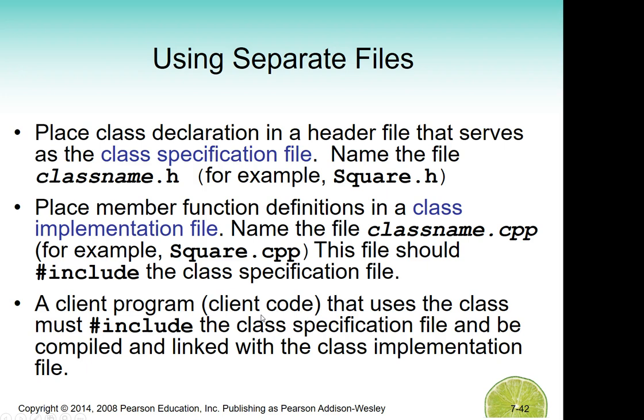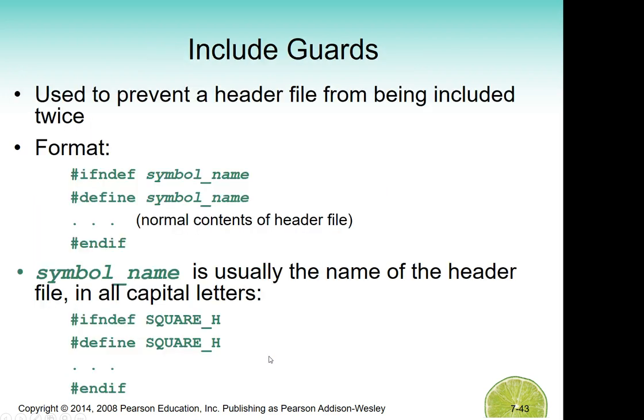And then we have a client program. The client program should also use a #include, and it #includes the class specification file as well. We will show you an example of all of this. In order to prevent a header file from being included twice, we also have some special code that we have to write. This is what it looks like here on the slide. We will talk it through when we go through the example.